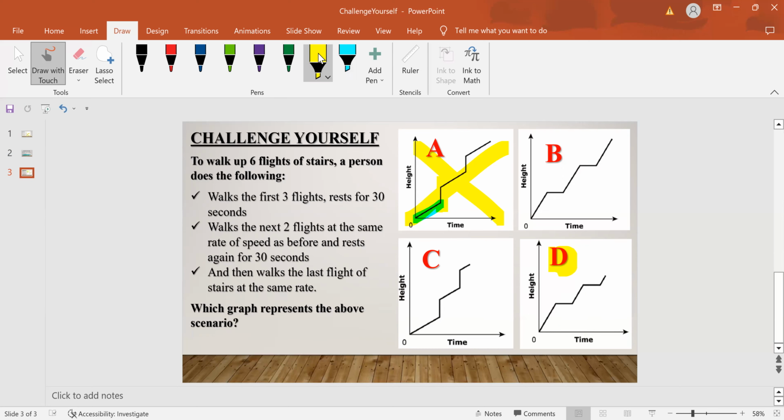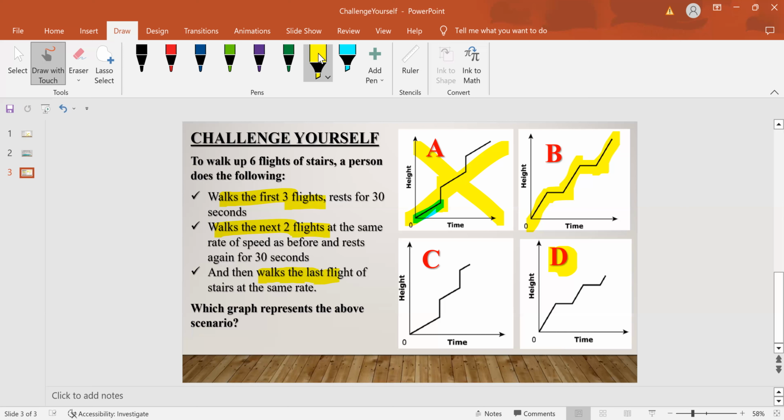Let's see B. This seems like we have this, yes, okay. We have the rest time, again walk up, rest, walk up. But the tricky part for this B is what? When the person walks the first 3 flights, okay, and rests 30 seconds. After that, walks the next 2 flights. And the last flight.